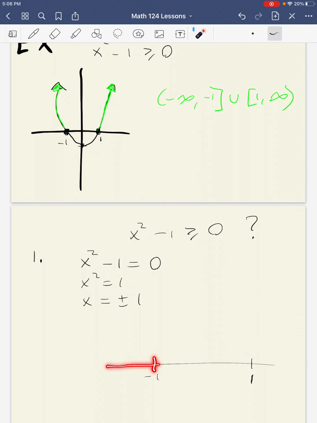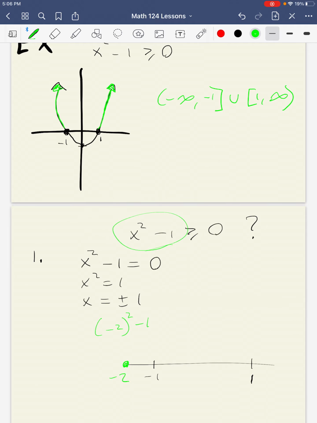So we cut up the number line into 3 pieces, and we could plug in values back into the original function. So say we plug in the number negative 2 into the original problem. So we get negative 2 squared minus 1, 3 is positive. And therefore we know anything we plug in here will give us a positive result.